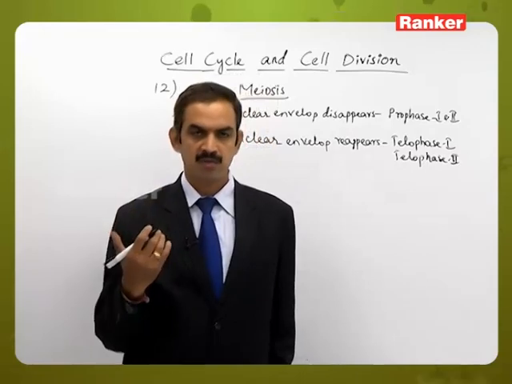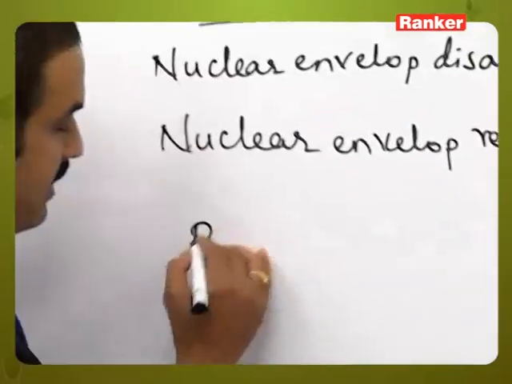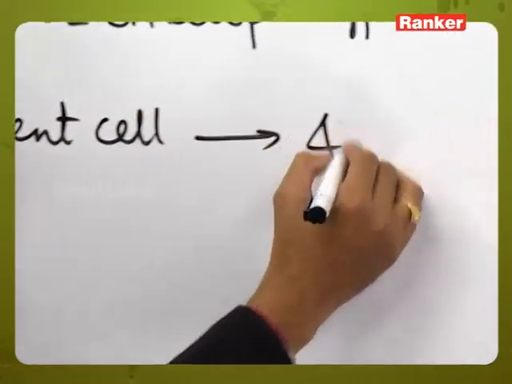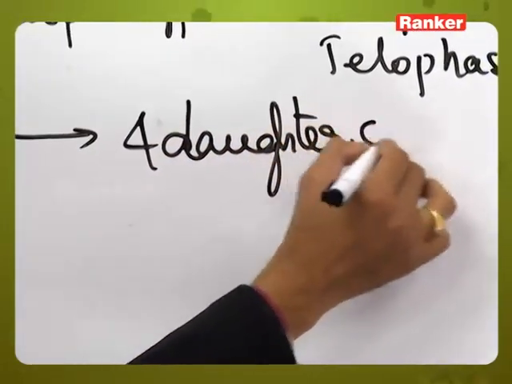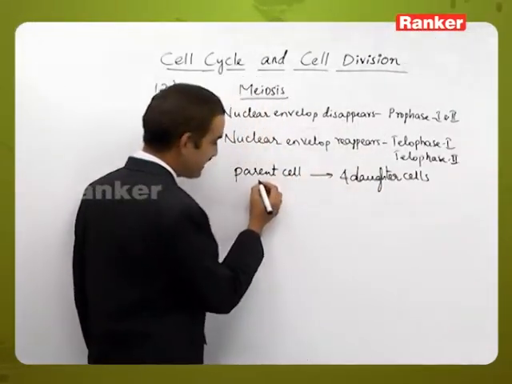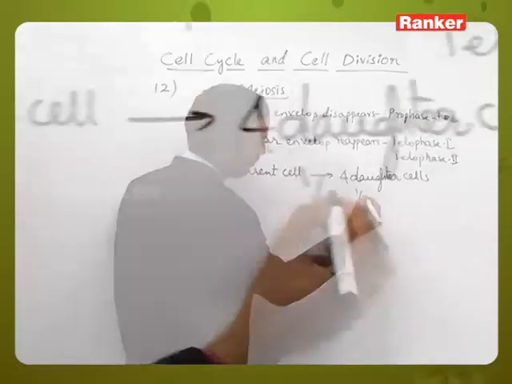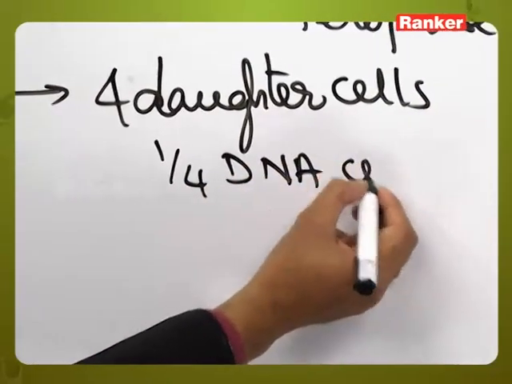the chromosome number will be reduced to half as we have said, but the thing is one parent cell will be converted into 4 daughter cells, and whatever the DNA content that is present in the parent cell will become 1/4 in the daughter cells.